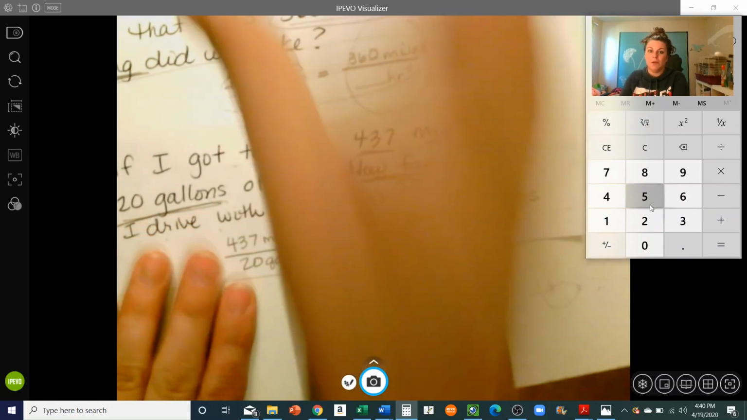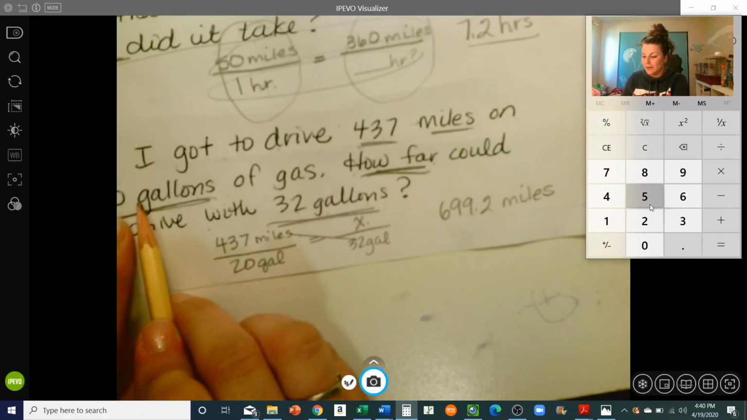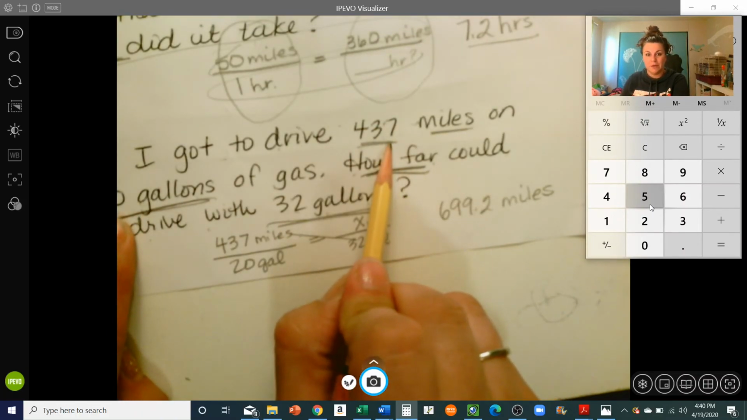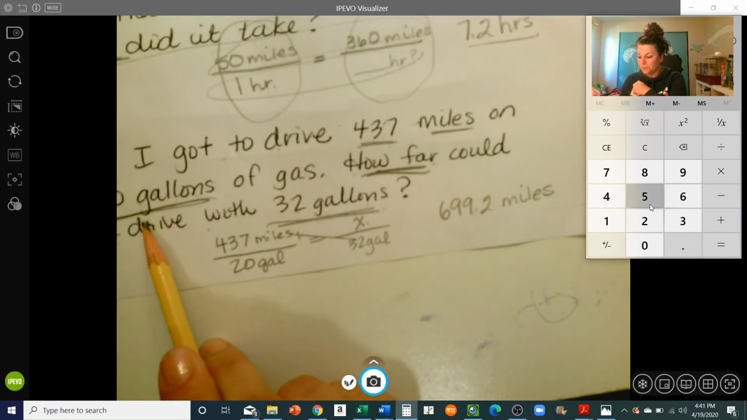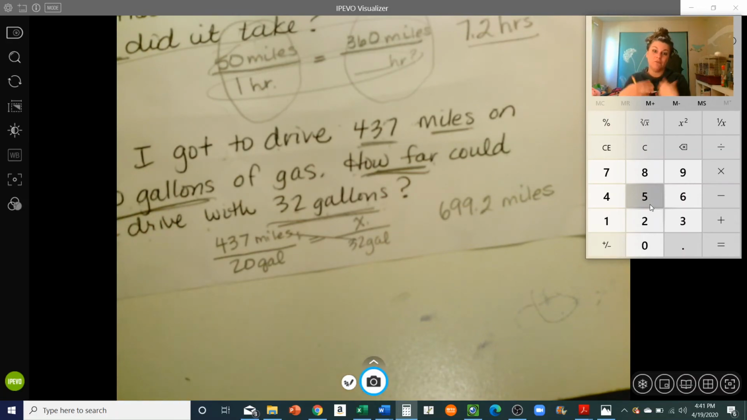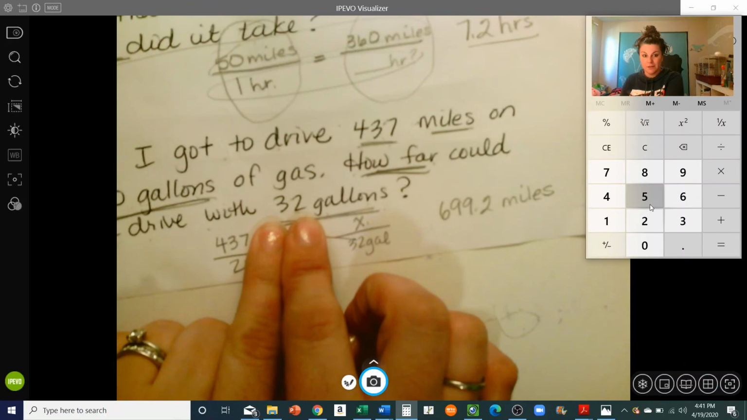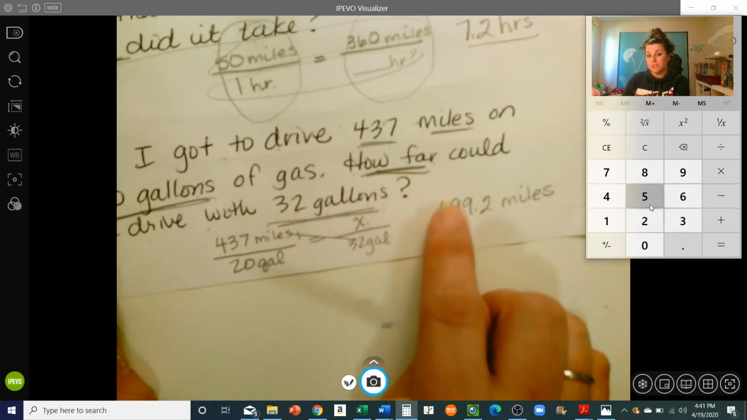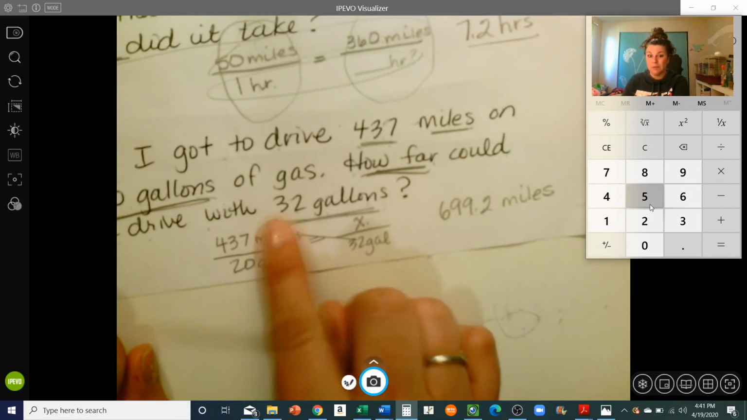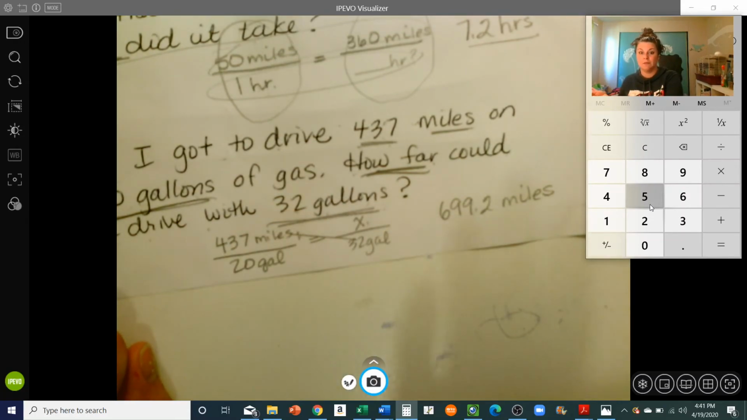So, think about what you wrote down. If 20 gallons gets me 437 miles, shouldn't I go farther with 32 gallons? Mm-hmm. And I'm not going to go twice as far, because I don't have twice as much. Like if I had 40 gallons, that would be twice as far. So I would go double this. So this number is smaller than that because I didn't go double. I just had 12 more gallons than with the other one.